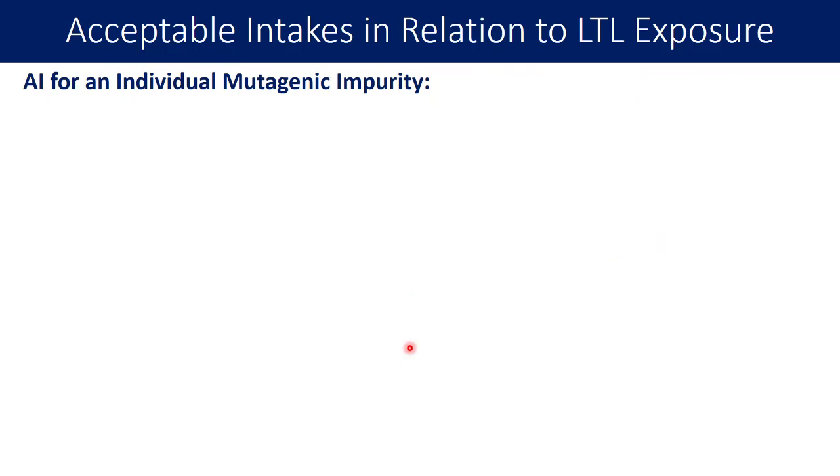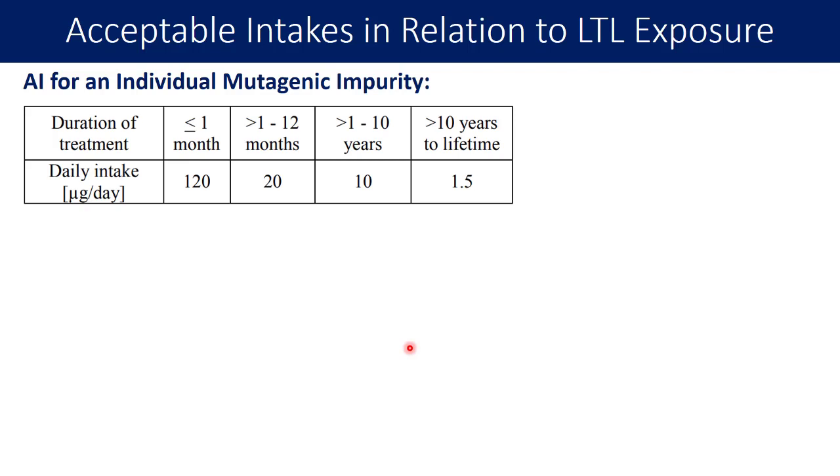So acceptable intake for an individual mutagenic impurity now. And this is a table from which you can easily understand where the information has been drawn. So for equal to or less than 1 month duration of treatment, the mutagenic impurity can have a daily intake of 120 micrograms per day. Then 1 to 12 months, 20 micrograms per day, 1 to 10 years, 10 micrograms per day, and obviously greater than 10 years until lifetime, meaning until 70 years, 1.5 micrograms per day intake is allowable.